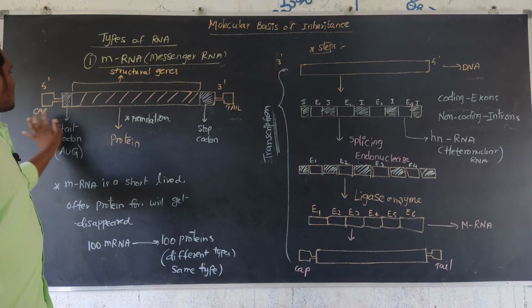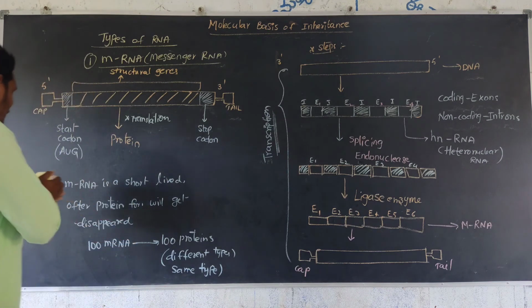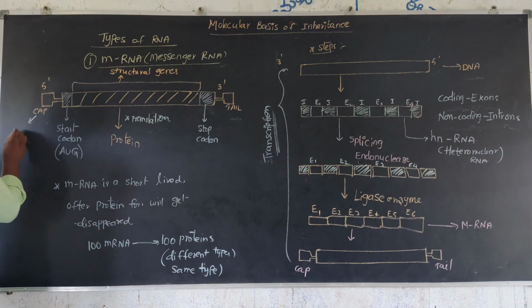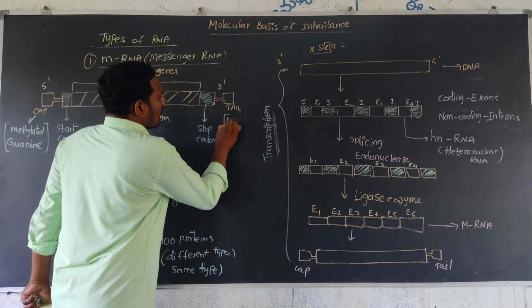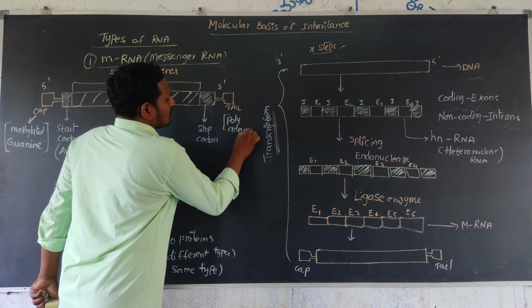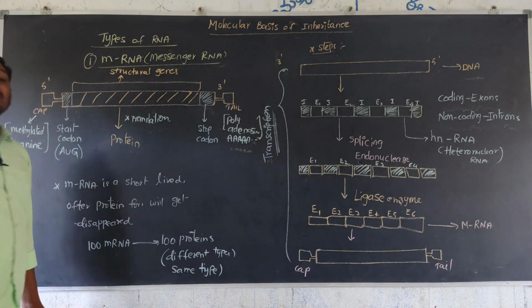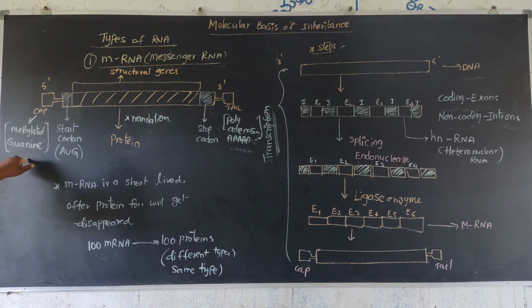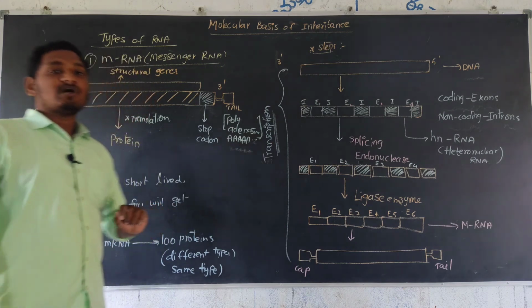Next, the mRNA has the cap at the 5' end and the tail at the 3' end. The cap is made up of methylated guanine, and the tail is made up of mainly polyadenosine, that is, many A's joined together.